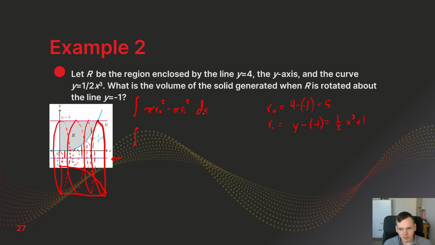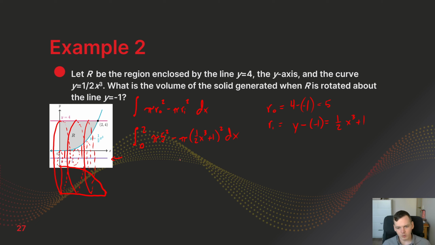If we're integrating with respect to dx, we know that we want to go from 0 all the way to, was this 2 labeled on here? Yeah, all the way up to 2. So 0 to 2 of pi times 5 squared minus pi times (1/2 x cubed plus 1) squared dx.